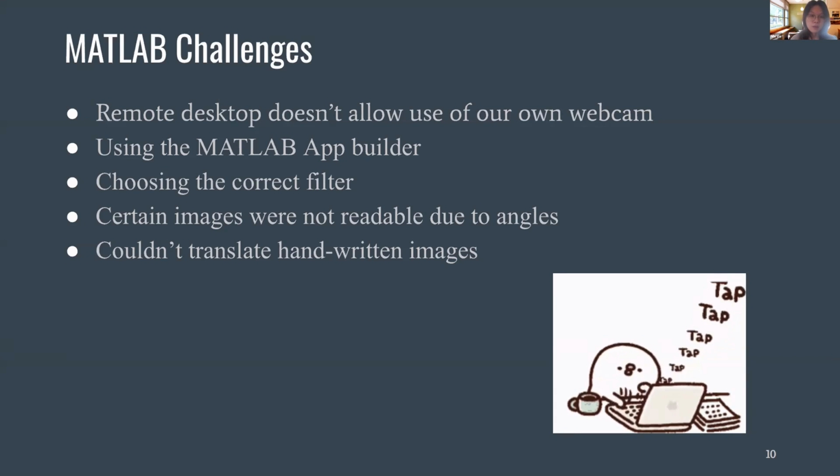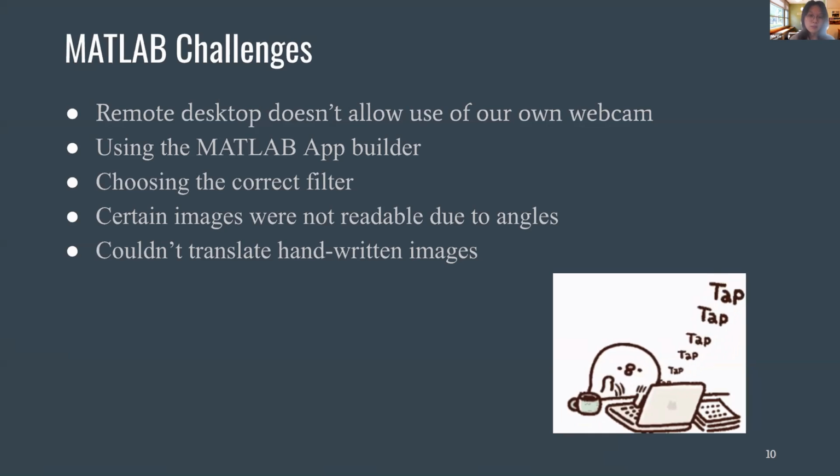And one more problem was that it doesn't always work with our filter. It had to work with certain filters. Like if you put a Gaussian filter to blur the images, it won't be able to read the word. Or if you add noise in the picture, it won't be able to read the word either.